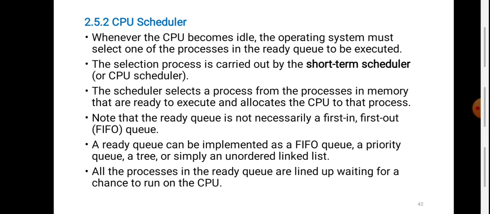So this process is not selected only on a first-come, first-served or first in, first out queue basis. It is not compulsorily a FIFO queue. It may be a FIFO queue, or it may be a priority queue, or a tree, or simply an unordered linked list. All these processes in the ready queue are lined up, waiting for a chance to run on a CPU. It means these processes are waiting for a CPU to be executed.